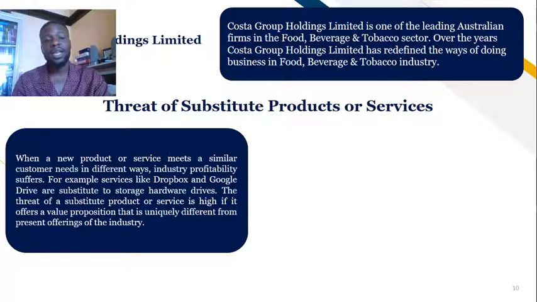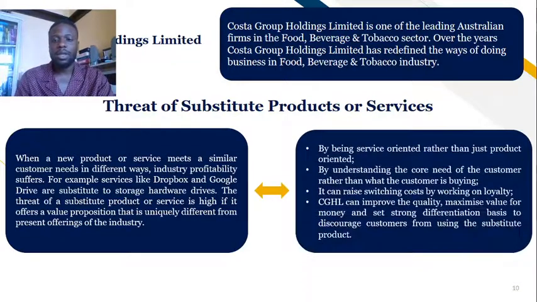So in the case of Costa Group Holdings, how are they going to be able to combat these? Some key things they can do is by being service-oriented rather than a product-oriented company. They can also do this by understanding the core need of customers rather than what the customers are buying.